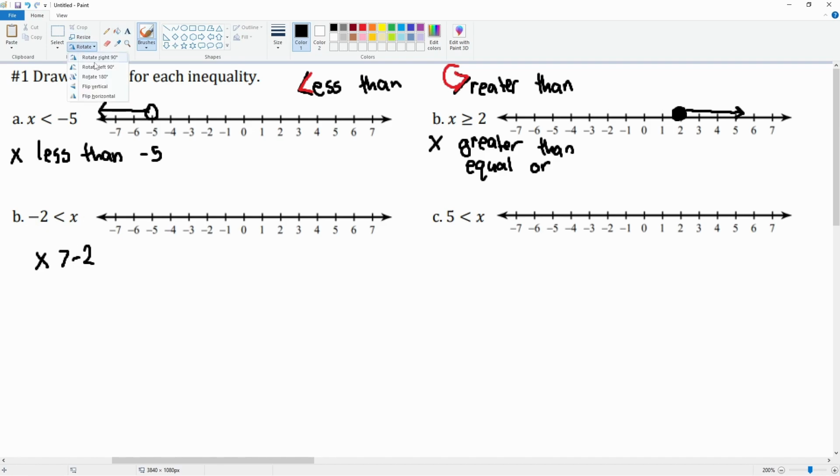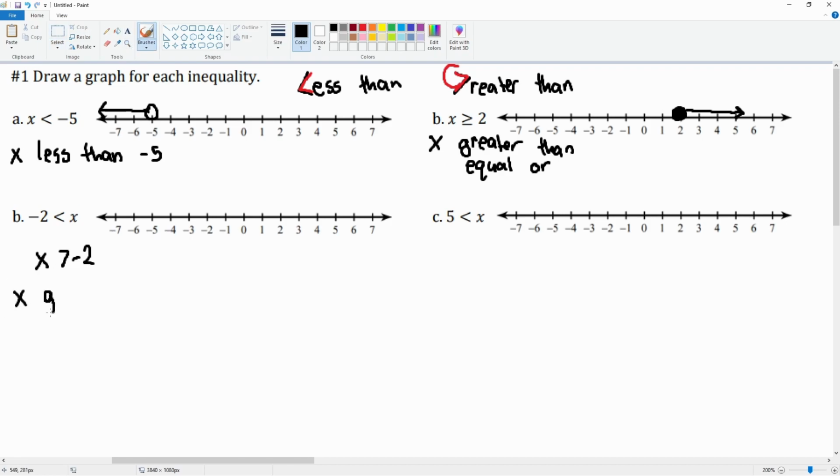So all we did here was we basically rotated everything. It's like that, then you rotate it again. Okay, you see how the x is on the left, the symbol flips, and the -2 is on the right. That's what's essentially happening. From here, we can now translate this.